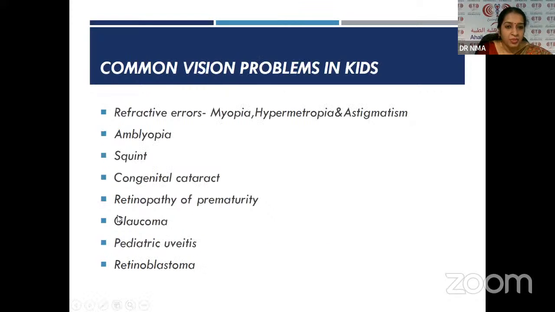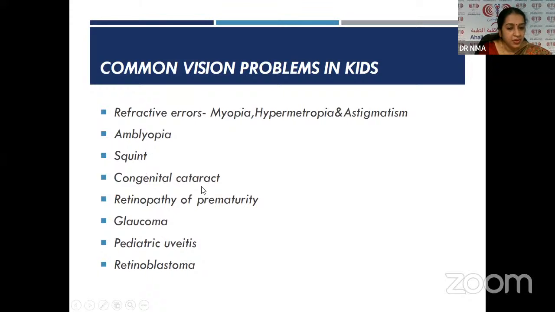So, what are the common vision problems in the kids? The commonest one which we see in our OP department is the refractive errors. Refractive errors means it can be the short sight or the myopia, long sight, that is the hypermetropia, and astigmatism. And the second common one is the lazy eye, which is known as the amblyopia. Then squint or the strabismus, that is abnormal deviation of the eyes. These three are the commonest ones.